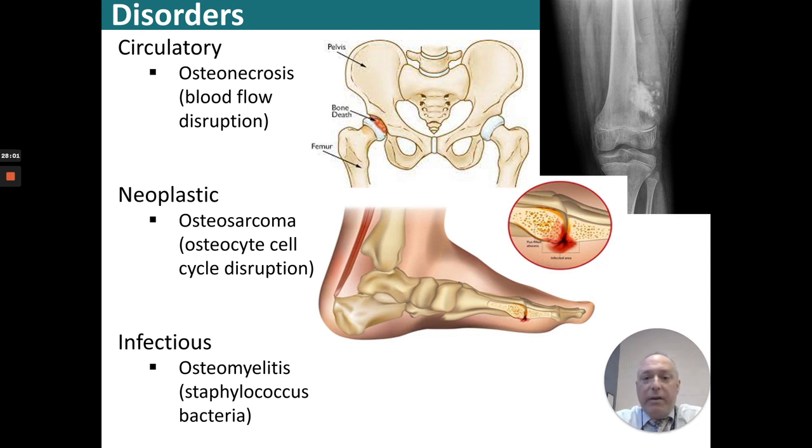So with the circulatory system, let's say we've got a joint here and there's an artery that is occluded, maybe a pressure point. This decrease in blood flow will lead to necrosis, and this is osteonecrosis, where the tissue will die. Then there's neoplastic bone effects like osteosarcoma, and with osteosarcoma, it's the osteocyte that has a cell cycle disruption, and it just grows and grows. Certain infections can cause bone injury, like osteomyelitis, which is caused by staph.